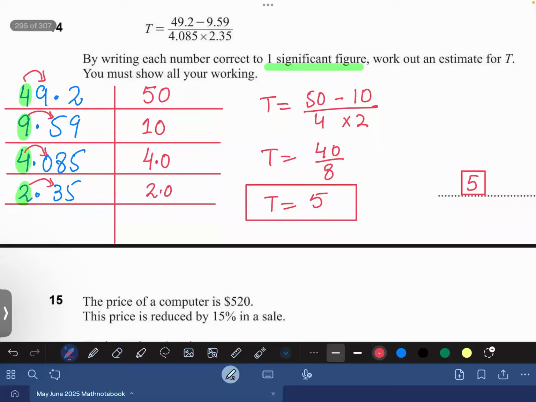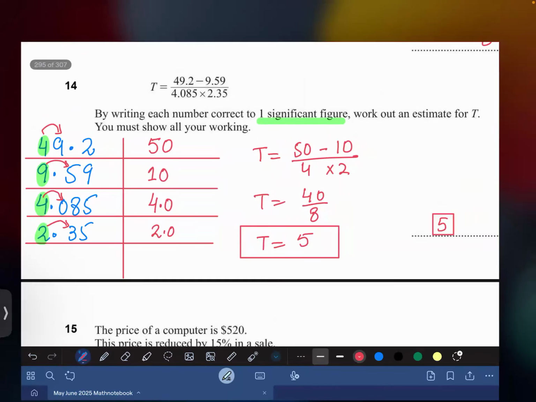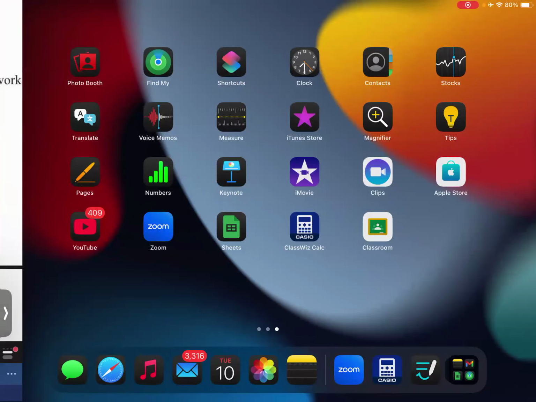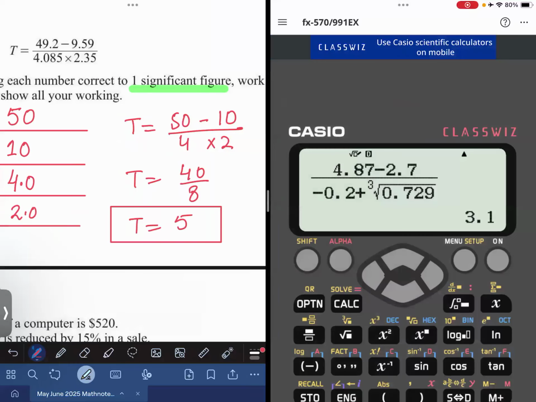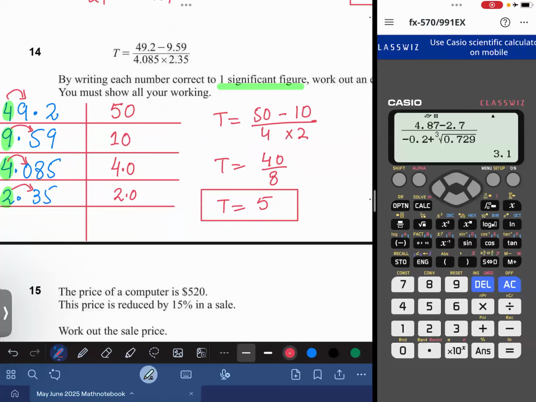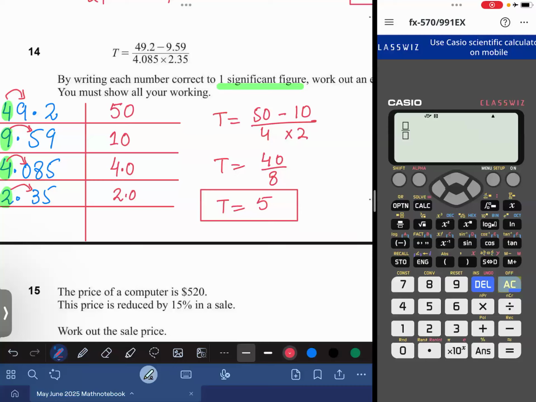And what will happen if I put this question in the calculator? सर फिर तो different आएगा. देखे तो सही क्या आएगा. Estimate is closer to the reality. It is not accurate. Agree? 49.2 minus 9.59 divided by 4.085 multiplied by 2.35. The answer is 4.126. Agree?